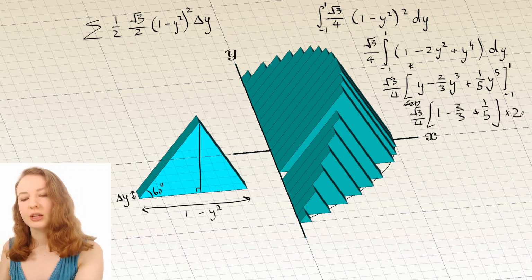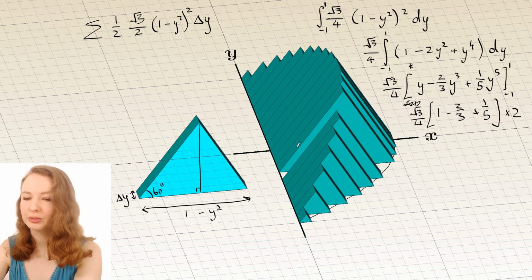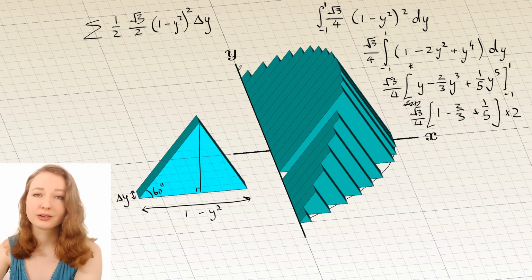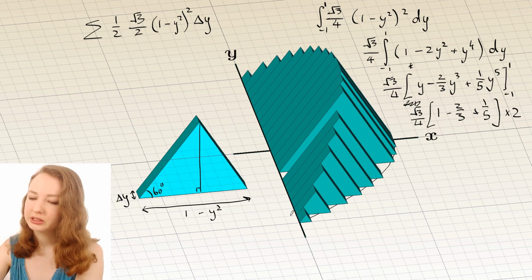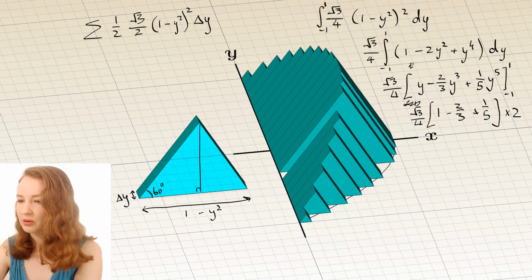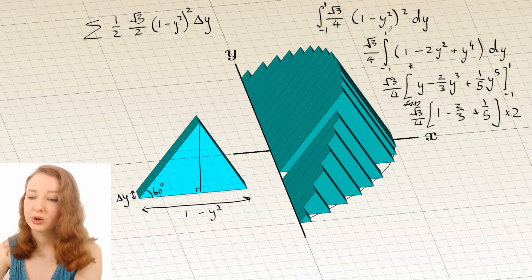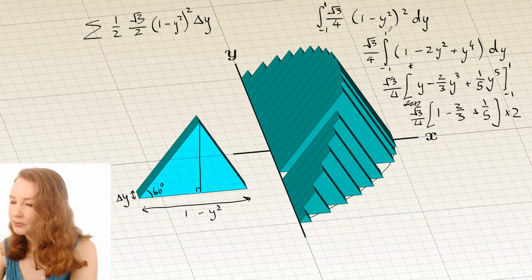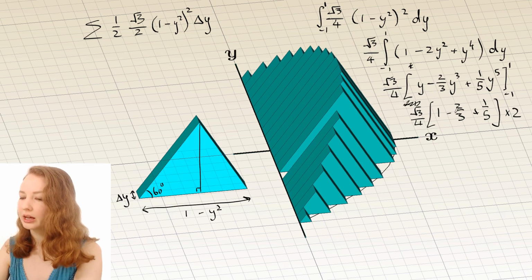You can also think of it as just work out half of the volume, like from 0 to 1, and then the bit down here will be the same volume again. So it's 2 times the integral from 0 to 1. Okay, so let's just simplify that.